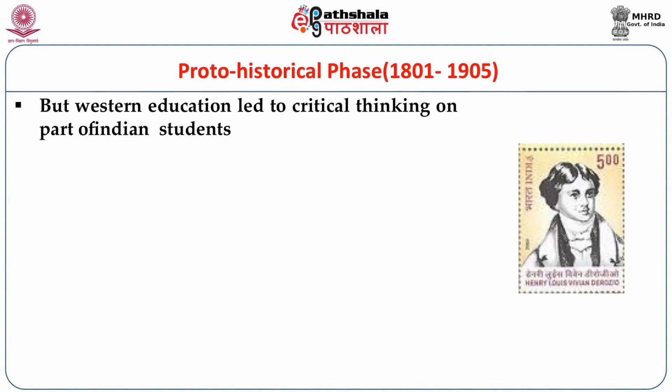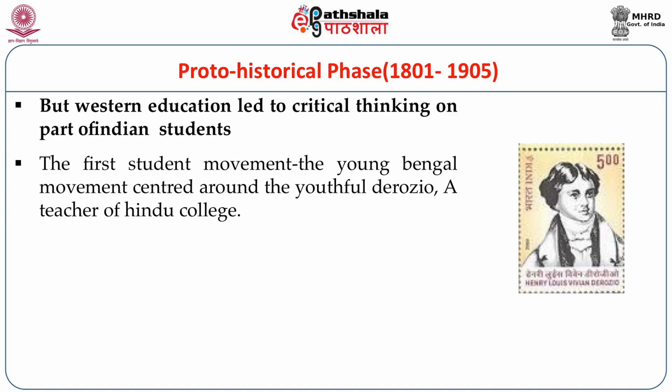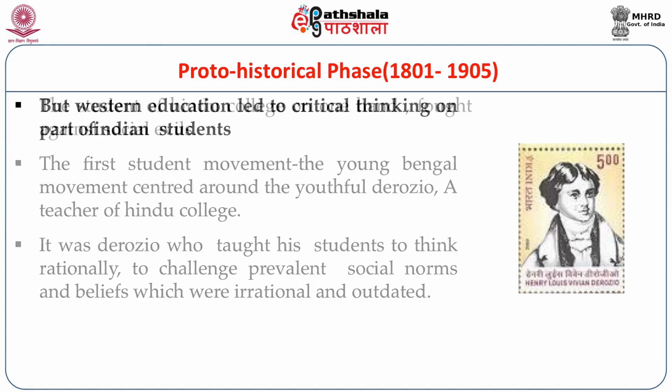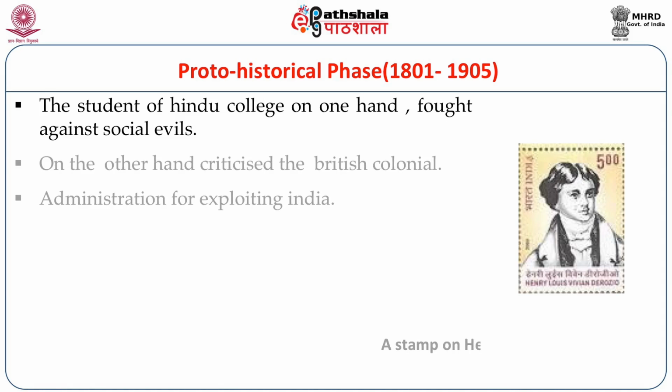But Western rule led to critical thinking on part of Indian students. The first student movement, the Young Bengal movement, centered around the youthful Derozio, a teacher of Hindu College. It was Derozio who taught his students to think rationally, to challenge prevalent social norms and beliefs which were irrational and outdated. The students of Hindu College, on one hand, fought against social evils. On the other hand, they criticized the British colonial administration for exploiting India.